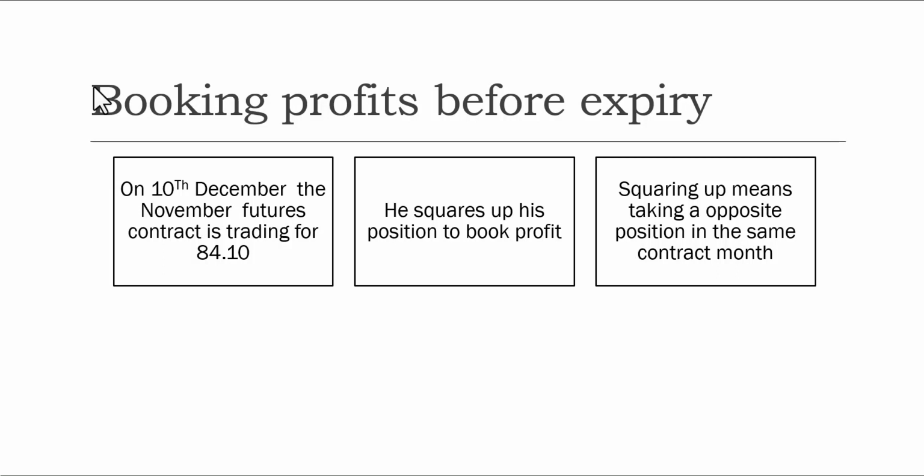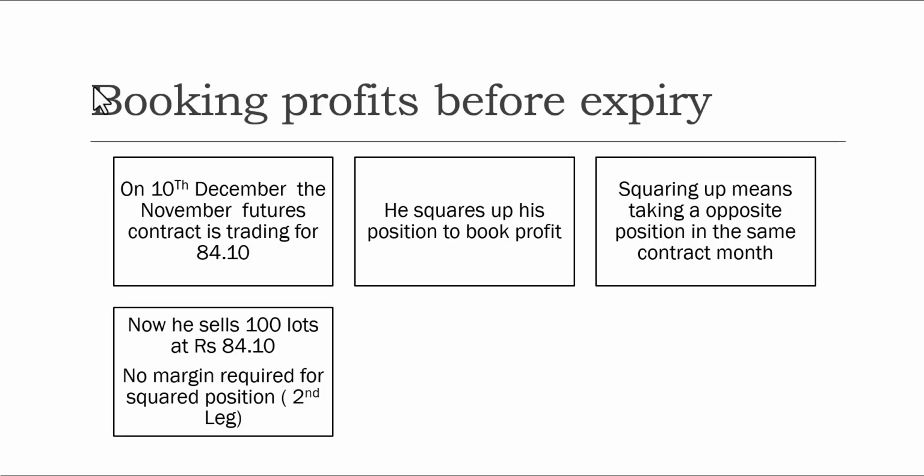Squaring up means taking an opposite position in the same contract month. Even if both the positions are open, if I'm making money in this position, I'll be making a loss on the other, so at the end, there will be a zero-sum game. Fine. So what will happen? I have booked my profit at 84.10.